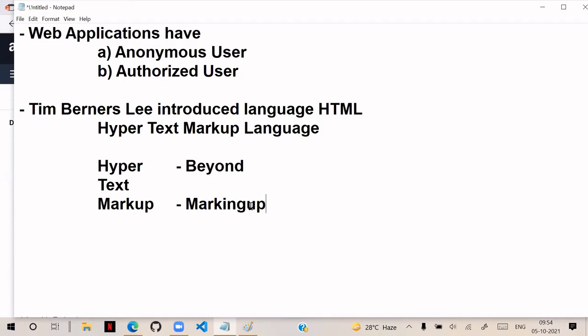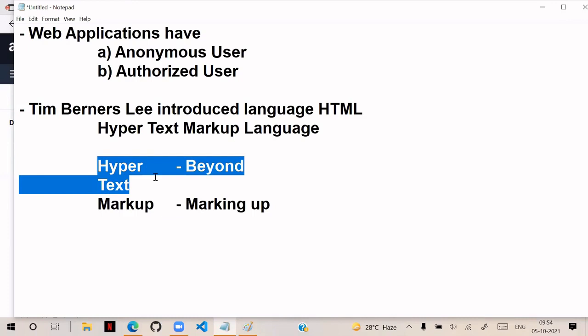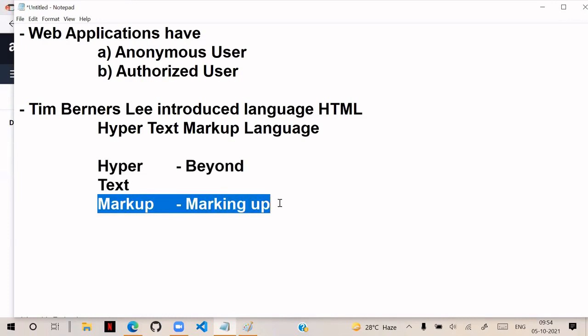The point here: what is the concept of marking up? Hypertext, everyone understood, right? Then what is the meaning of markup? Why is it called a markup language? I will show you one simple point.